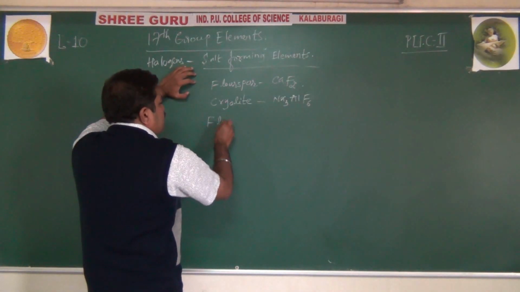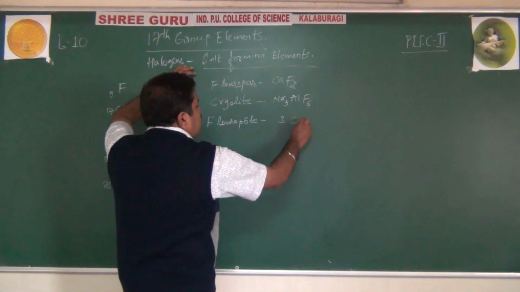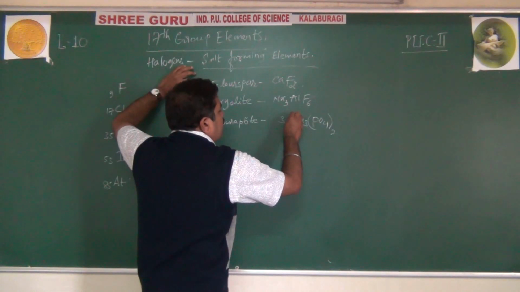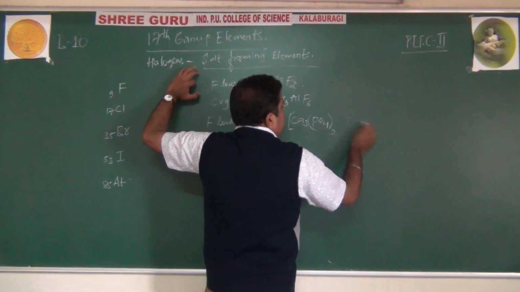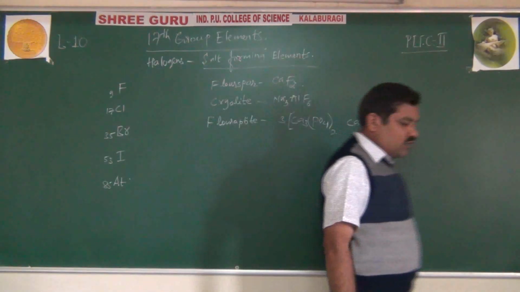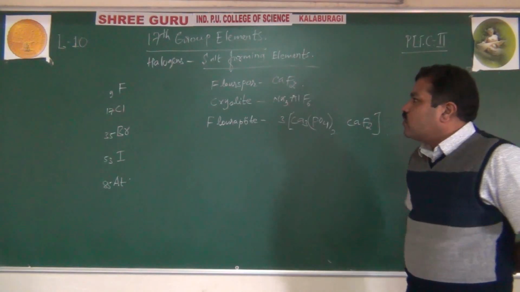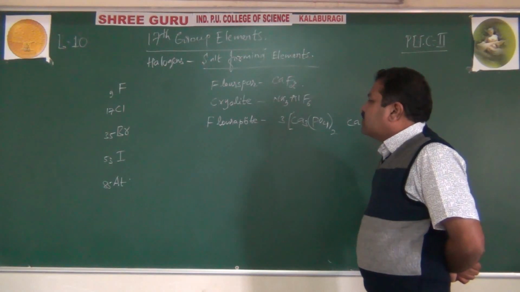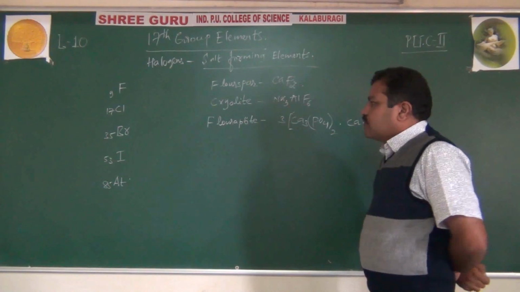Then fluorapatite, 3Ca3(PO4)2·CaF2. You already know this is fluorapatite. Like this, fluorine exists in the compound state in the form of ores as fluorspar, calcium fluoride, cryolite, Na3AlF6, and fluorapatite, 3Ca3(PO4)2·CaF2.